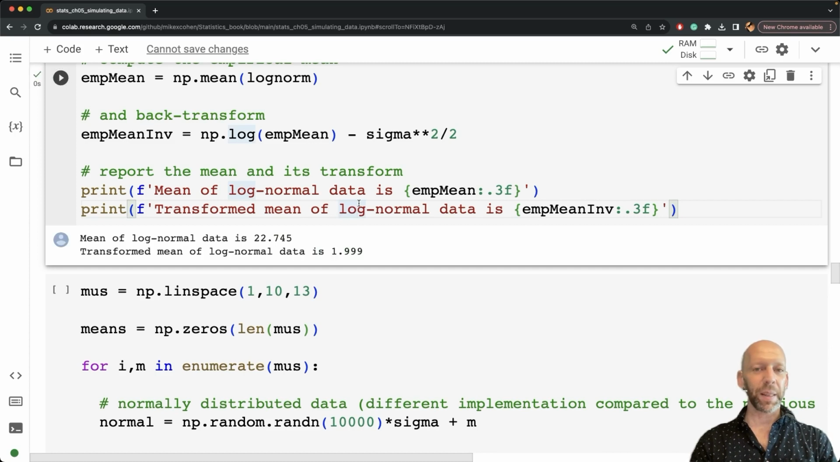So now when I keep running this again, you will see, yeah, this is always somewhere around 2, sometimes a little bit below 2, sometimes a little bit above 2. And this value is generally going to be not 2, so it's somewhere around 23 or so.